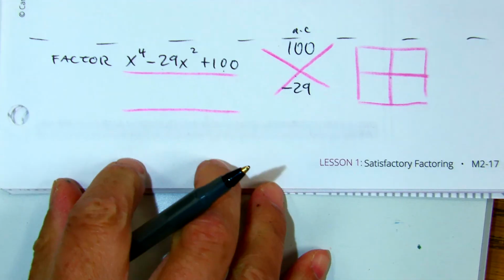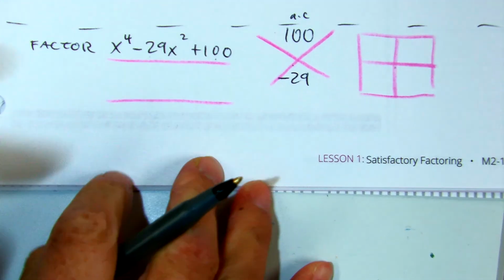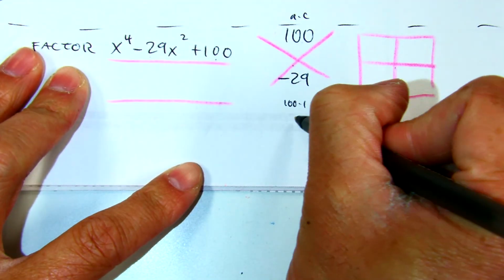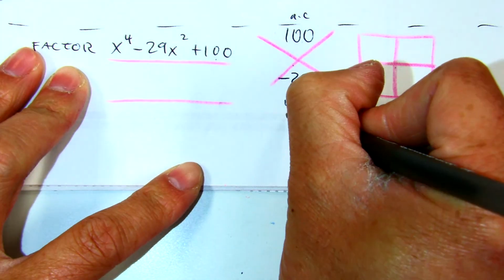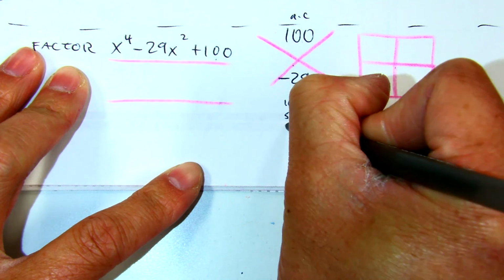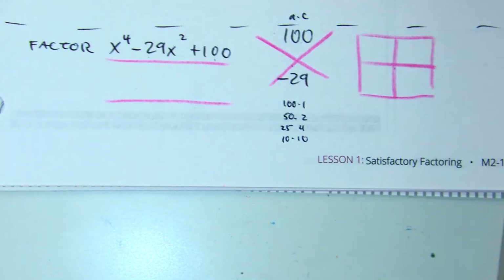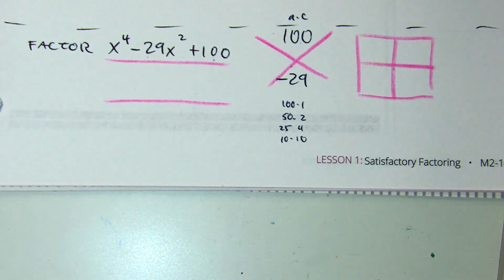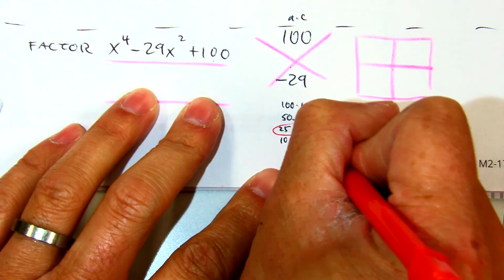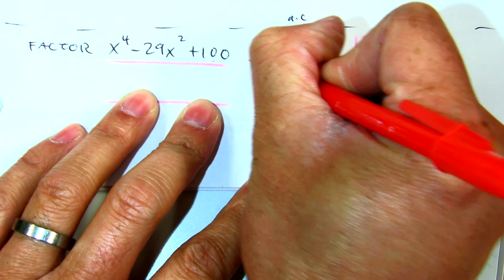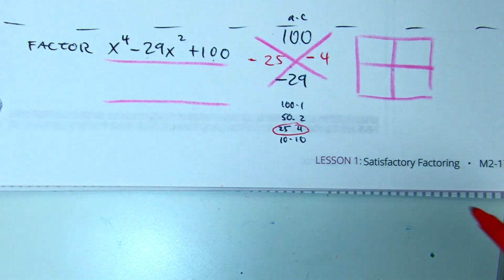Now, some of you may have gotten stuck, so this is a good opportunity to write out your factors of 100. 100 times 1. 2 times what? 4 times? And 10 times 10. Partner A, whisper to partner B, which one? Class, which one? 25. And they're both going to be negative. Raise your hand if you got that so far.